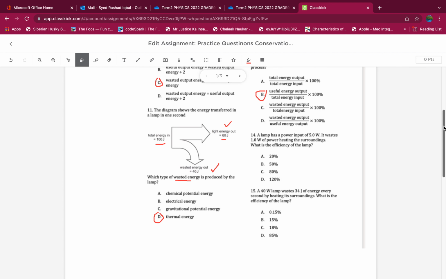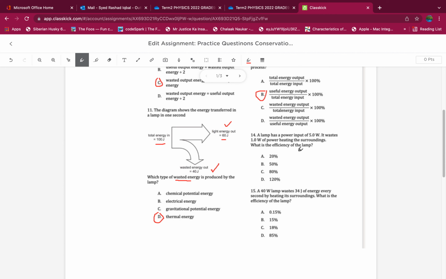Okay, number 14. A lamp has a power input of 5 watt. It wastes 1 watt of power heating the surroundings. That is the dissipated energy. Okay, total input is 5. 1 watt wasted. What is the efficiency?